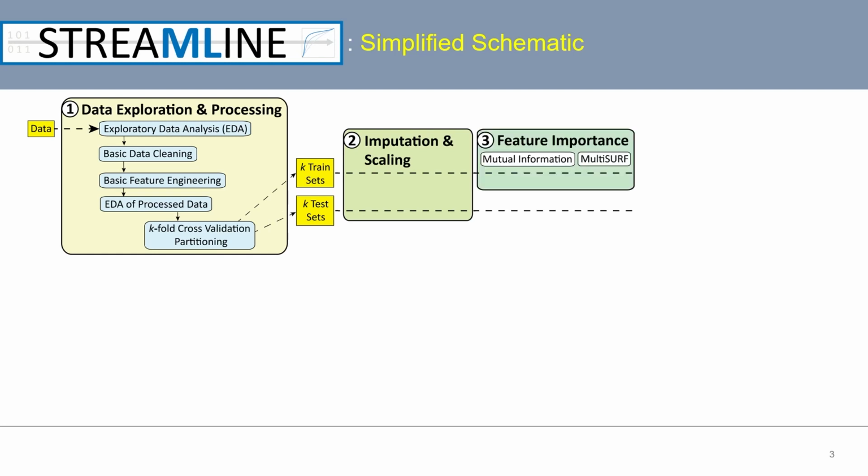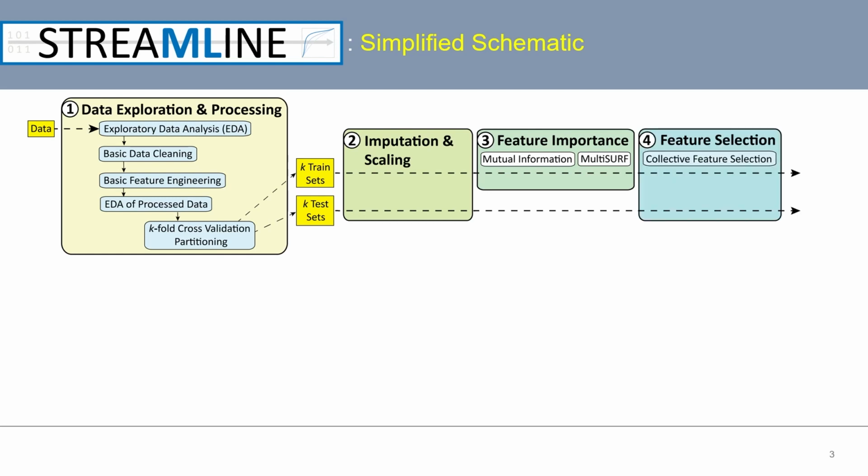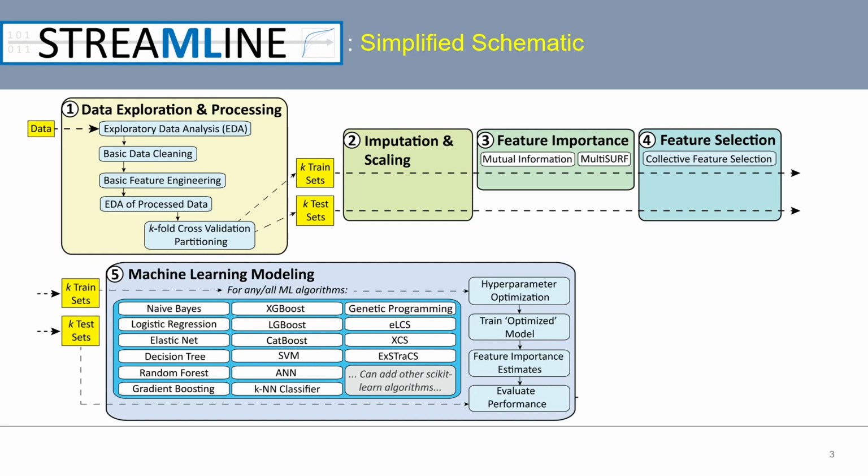Phase 3 involves feature importance estimation using 2 fast and complementary algorithms. Phase 4 involves feature selection, adopting a collective feature selection approach. Phase 5 involves all aspects of machine learning modeling, utilizing up to 16 built-in scikit-learn compatible algorithms, automated hyperparameter optimization, training an optimized final model for each algorithm, model feature importance estimation, and model performance evaluation.